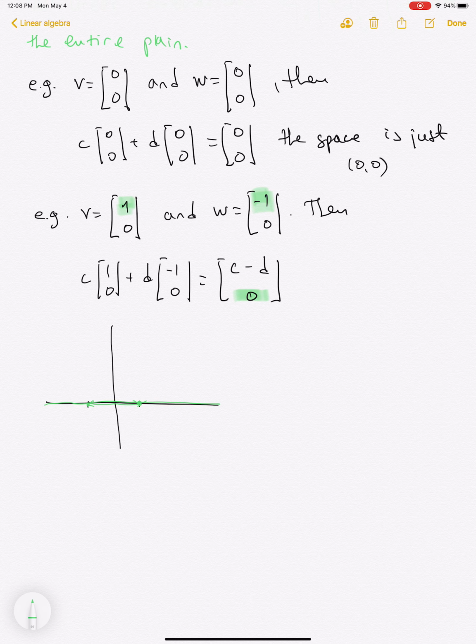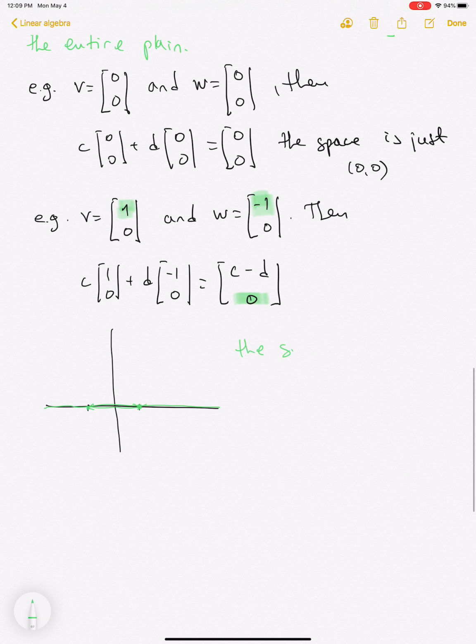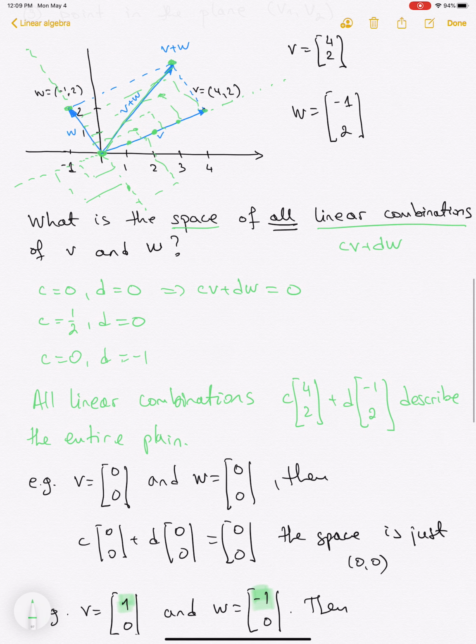So in fact, anytime two vectors are on the same line, the space of all linear combinations of those two vectors will have to be that line. So here what we get is that the space is a line through the origin. This is important. The origin will always be in the space of all linear combinations.